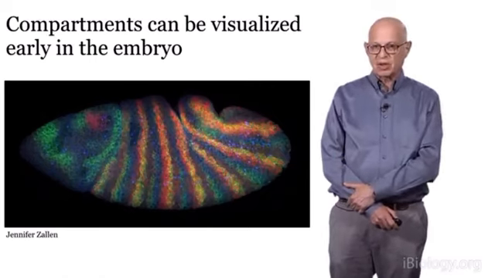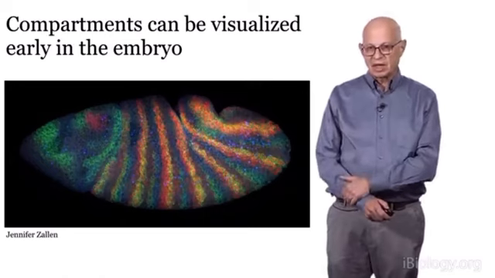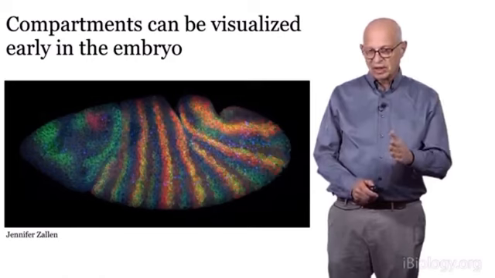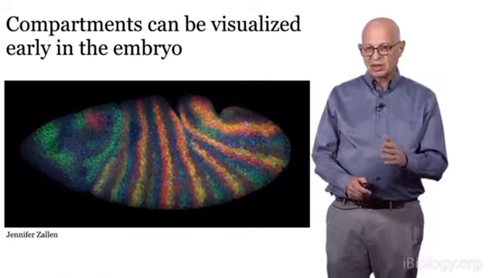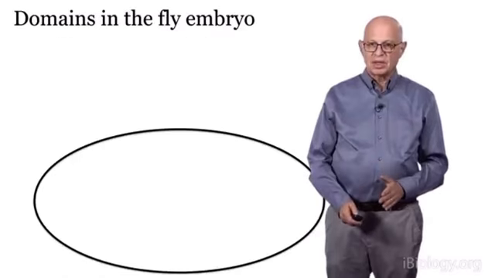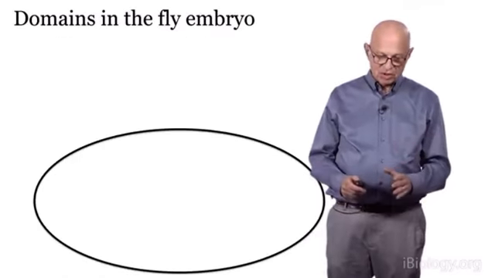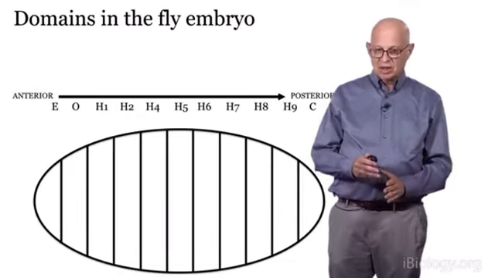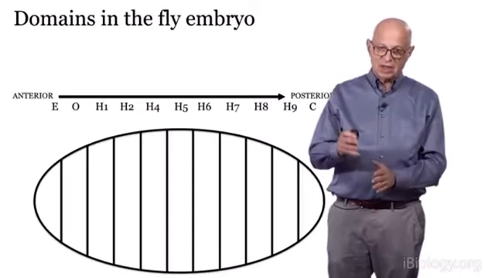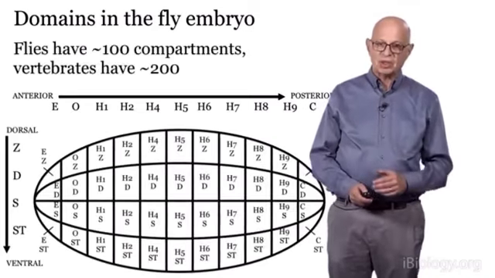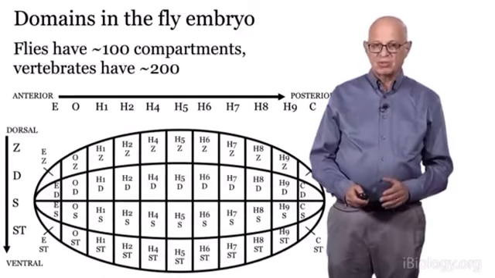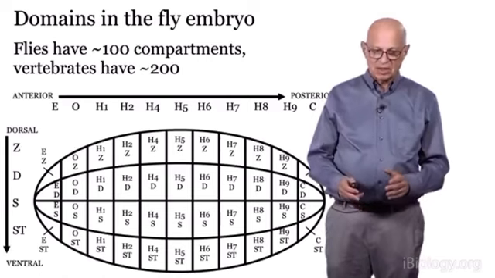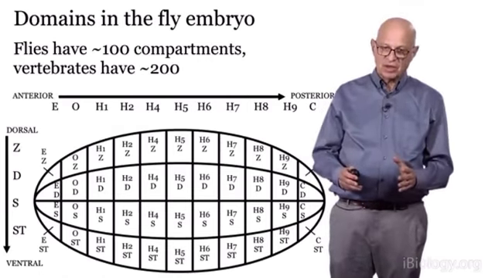So compartments can be visualized early in the embryo. This is a Drosophila embryo, and these are compartments that go from the back to the front of the embryo, spaced from the anterior to the posterior end. The domains in the fly embryo, which is where this was discovered, are these anterior-posterior vertical lines, but they're also dorsal-ventral lines, and flies have about 100 such compartments. Vertebrates have about 200 compartments. These happen rather early in development.